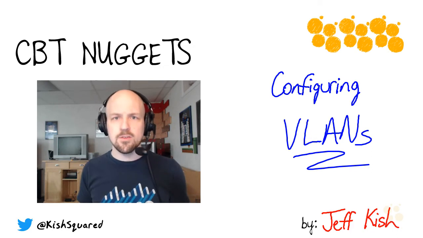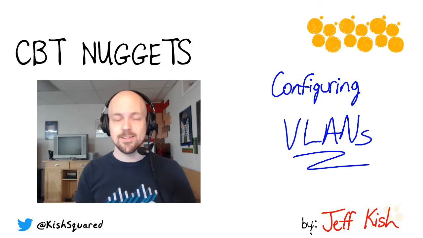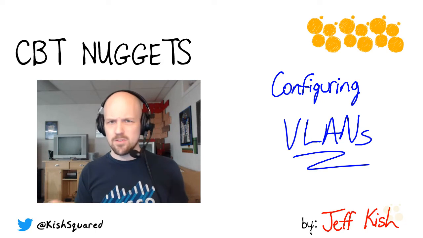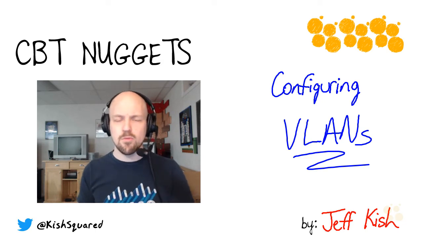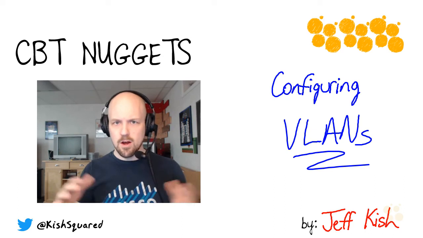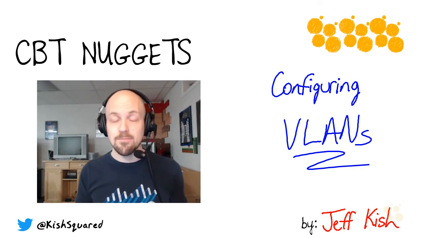Well, now that we have UCS configured for servers and upstream network connectivity, how do we enable the VLANs to do that? How do we control which VLANs are on which links? And how do we make sure that our entire environment has all of the VLANs we need? In this video, we're going to explore how to do that in UCS Manager.